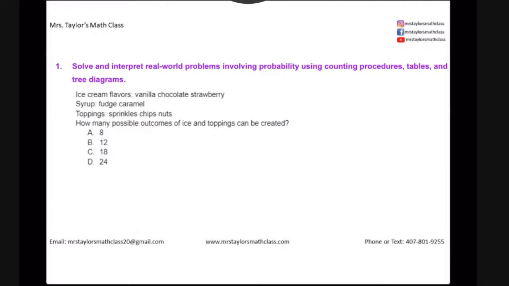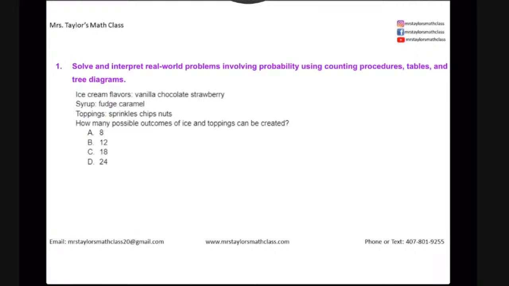Next standard, solve and interpret real-world problems involving probability using counting procedures, tables, and tree diagrams. So for this one, we have ice cream flavors, vanilla, chocolate, and strawberry. Then we have syrup, fudge, or caramel, and then toppings, sprinkles, chips, and nuts. So how many possible outcomes of ice cream and toppings can be created?